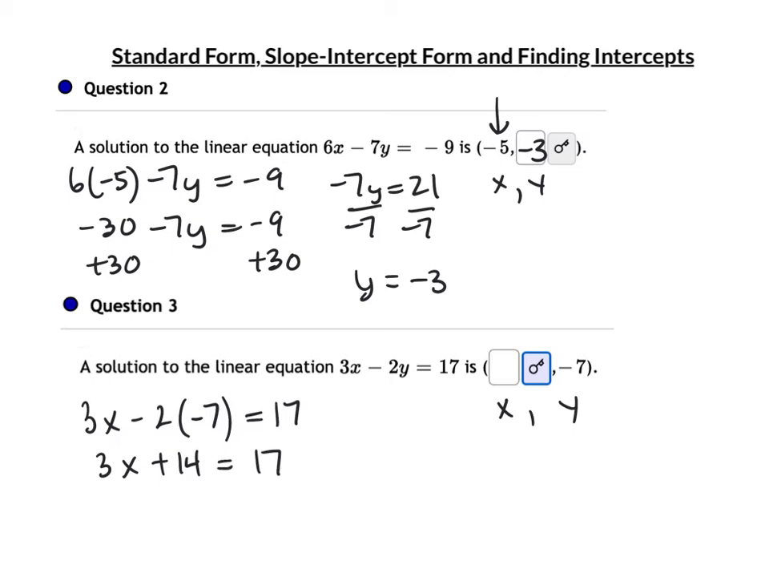Get the x by itself. Take a 14 off each side. 3x equals 3. Divide by 3, and you can see x is 1. So the ordered pair is 1 for x, -7 for y.